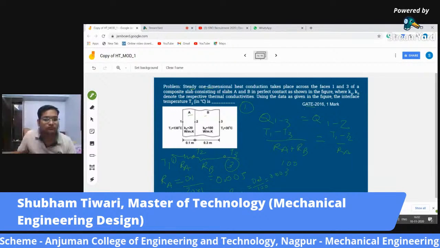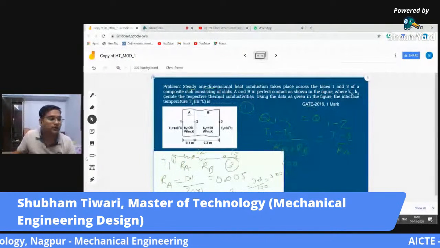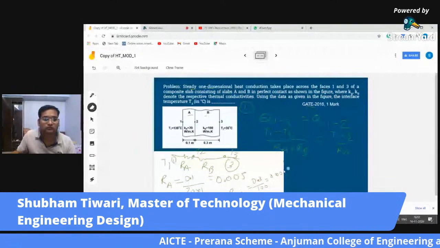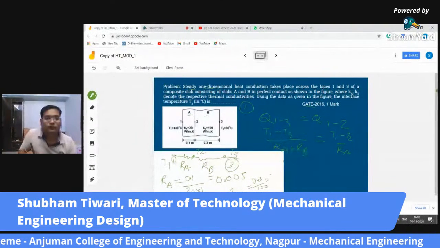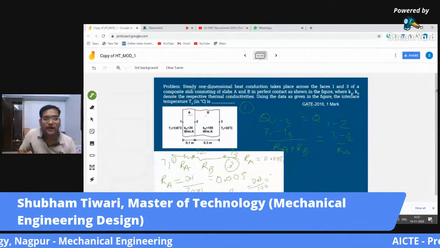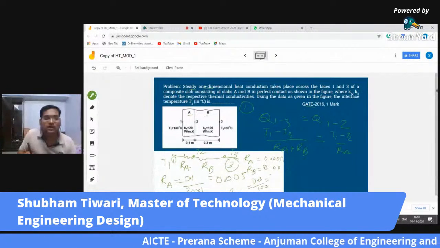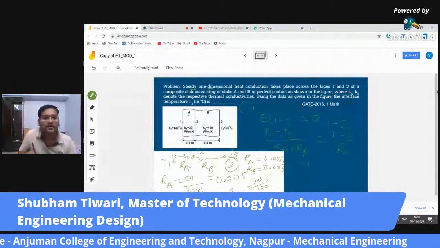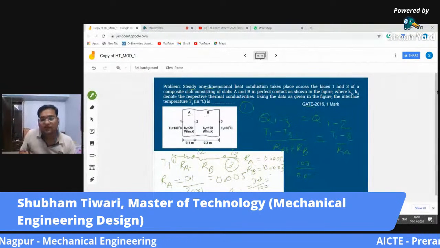Okay, so we are not going to use anything out of this box. So RA is found out to be 0.005 and RB is found out to be 0.003. So T1 minus T3 is 130 minus 30, 100, divided by RA plus RB, which is 0.005 plus 0.003. It will be 0.008.